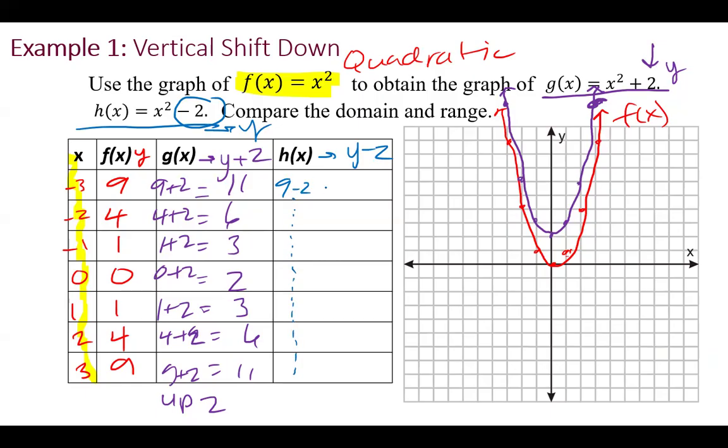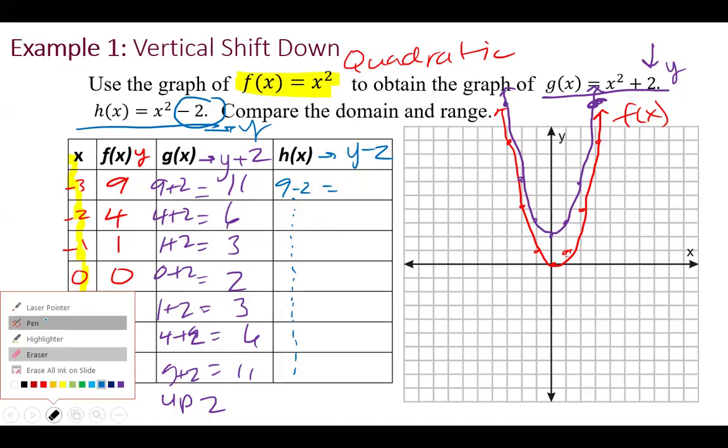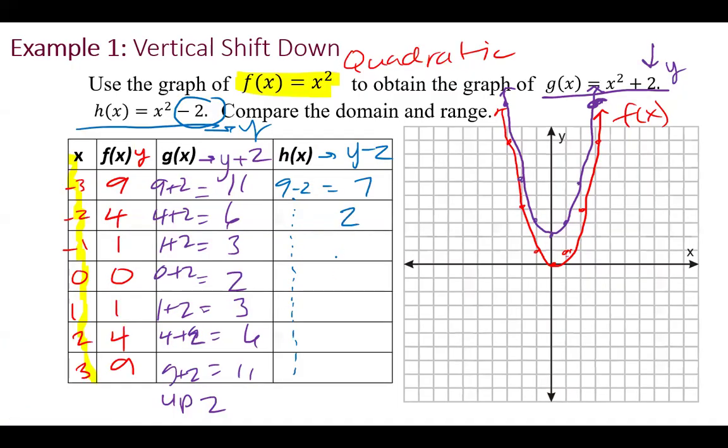I'm not about to write it again. 9 minus 2 gives me 7. 4 minus 2 gives me 2. 1 minus 2 gives you -1. 0 minus 2 gives you -2. And this is a quadratic. So these values are going to do what? Repeat. So again, I'm using the same x values, but I have new what? Y values. So we're changing the red.